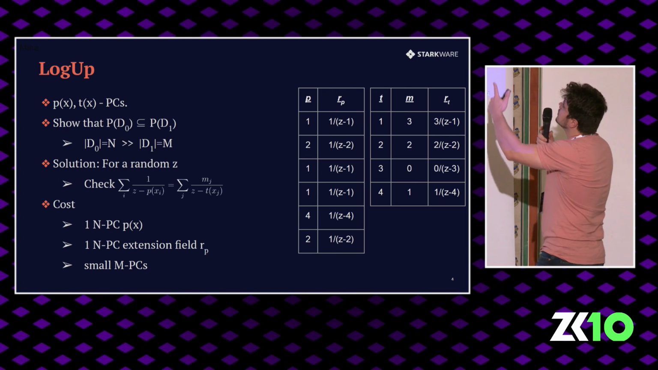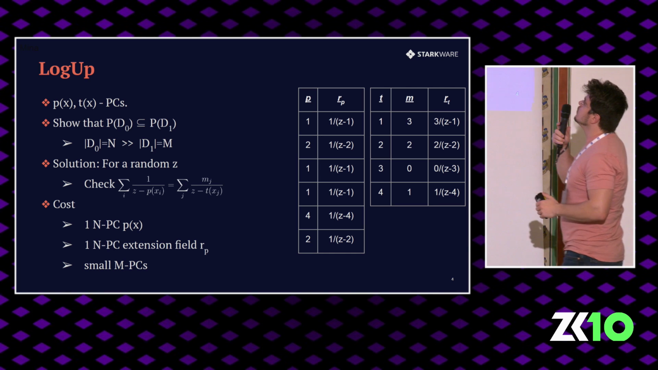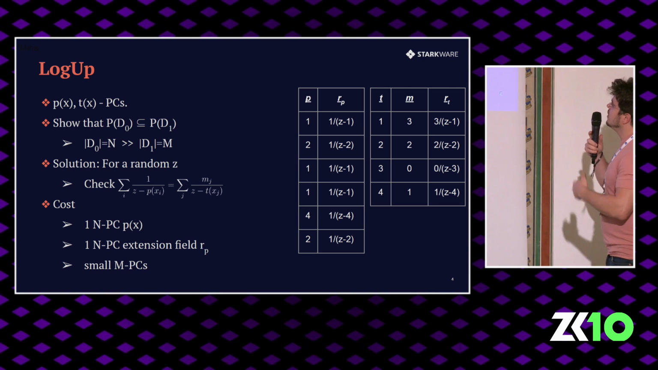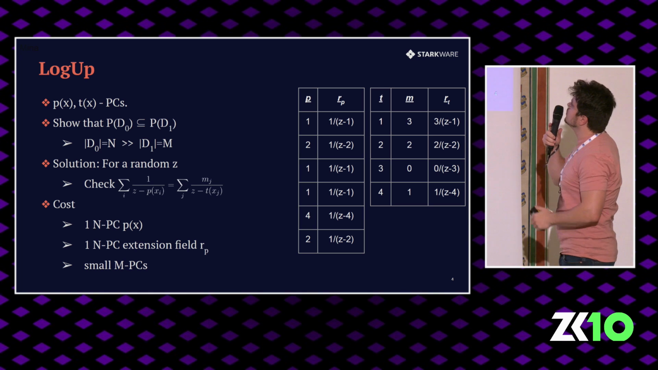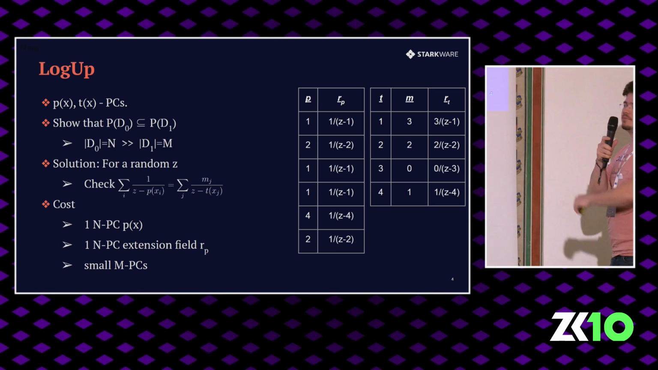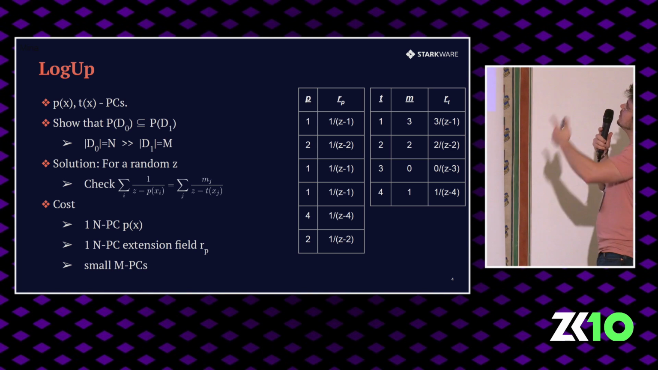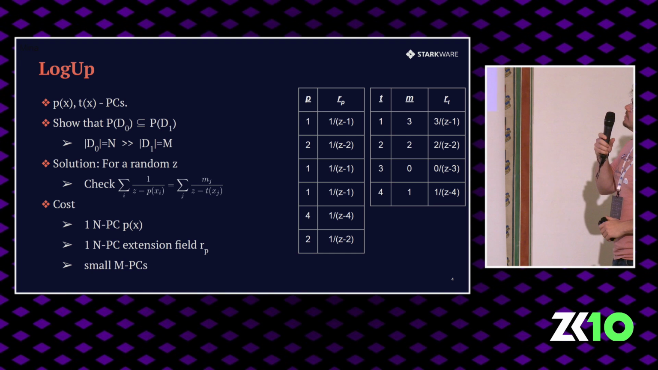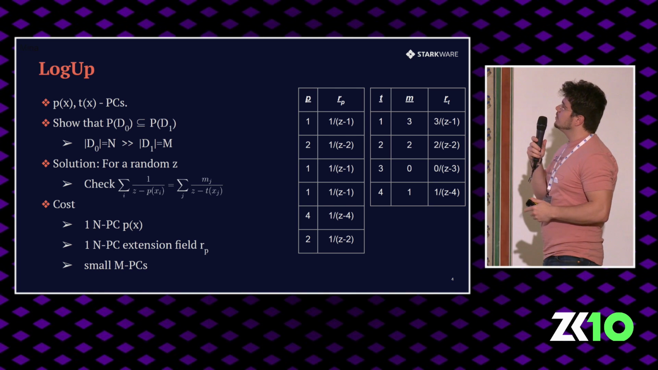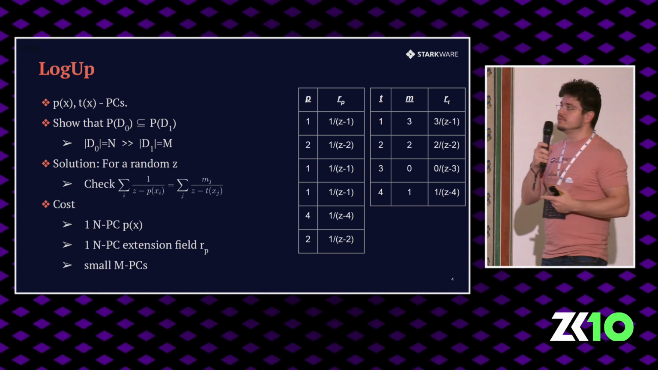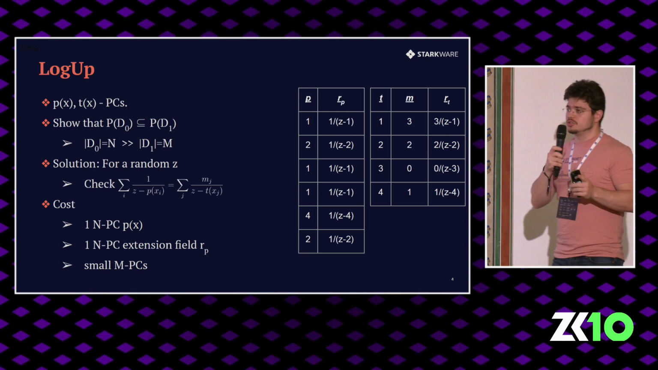So here's an example. You can see P, its values are 1, 2, 1, 1, 4, 2. And they're a subset of the values of the table on the right, 1, 2, 3, 4. Where I said Q, it's supposed to be T. There are polynomials P and T for table. All right. So I want to show that all of the values in P appear in the values of T. So we're going to do something kind of similar. Instead of computing the product of all of the values, we're going to compute the sum of 1 over the value, shifted.